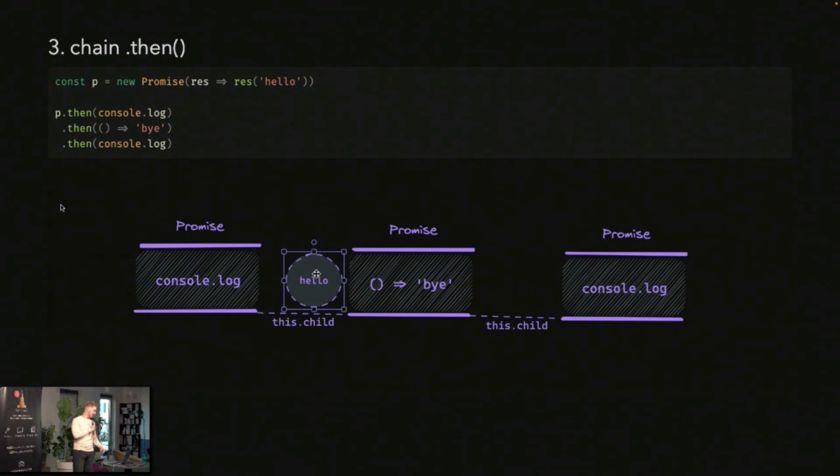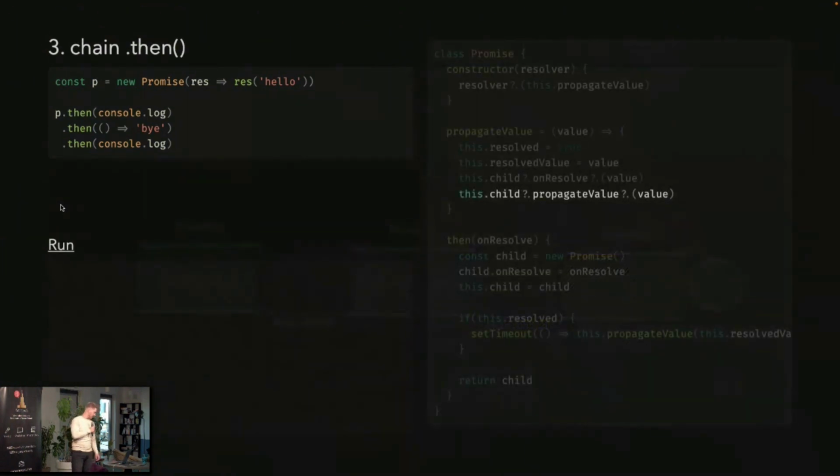So basically, each time the onResolve executes, we need to get the last value from the onResolve callback and pass it to the child. I always finish before this animation. It's too slow. So basically, we need to call the propagate value on the child here. So basically, we just say, okay, go propagate it to your children.